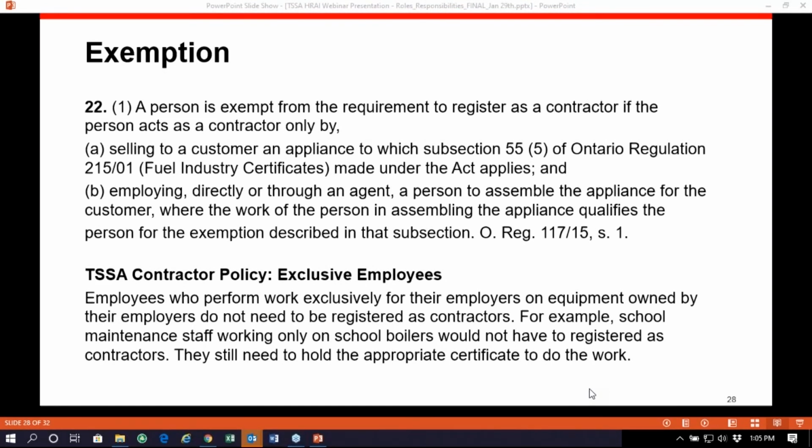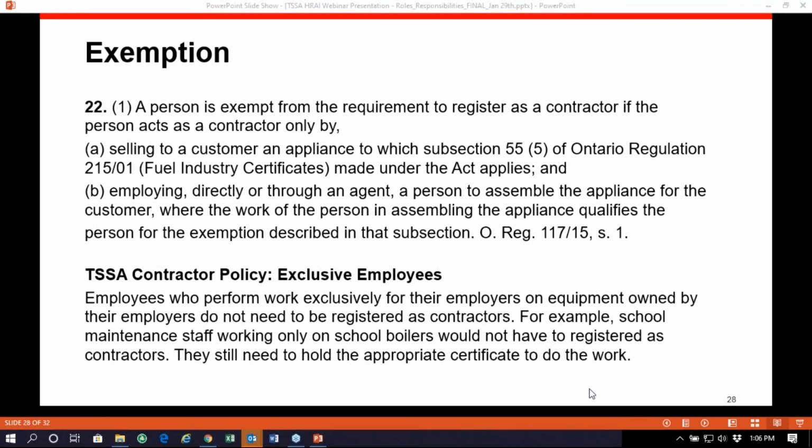The other one we have is employees who work exclusively for their employers on equipment owned by the employers, who do not need to be registered. For example, school maintenance staff who work on the school boilers and nothing else would not be required to be registered as a contractor. They still need to hold the certificate, but they just don't need to be registered as a contractor. So there is that exemption for people like that.